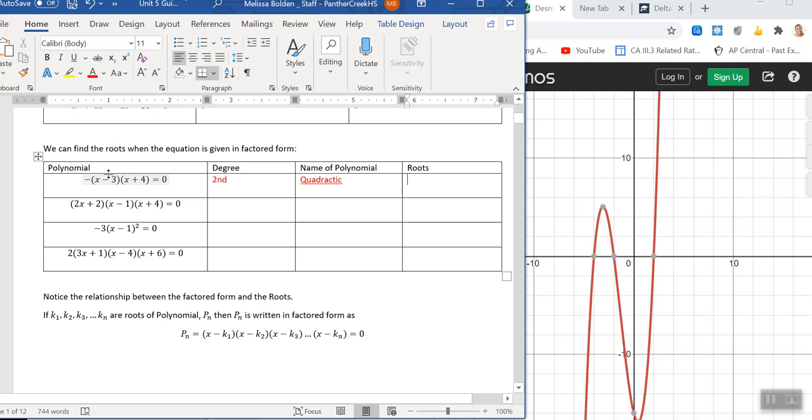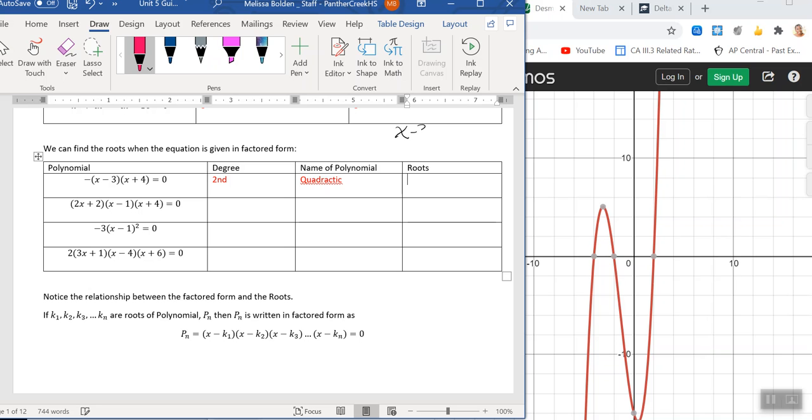So remember, we found the roots by setting each factor equal to 0. Just as a review, I'm going to do that above here. So we have x minus 3 equals 0. We add 3 to both sides. We get x equals 3, which is one of the roots. And to get the other one, we would have to do x plus 4 equals 0. Subtract 4 from each side, and we get x is equal to negative 4. So negative 4 is a solution, is a root.